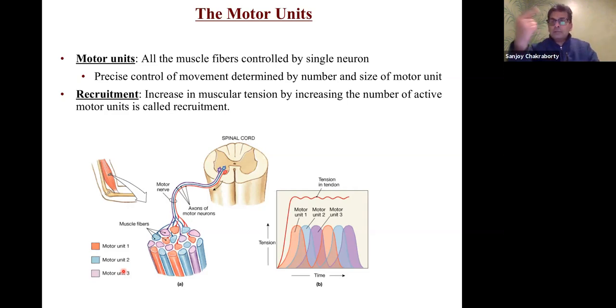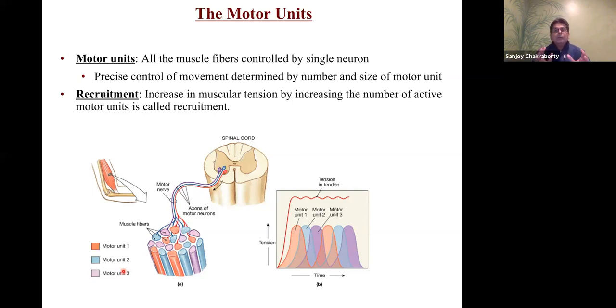So in eye muscle, for example, we have many more motor units. Just as a completely rough idea, let's say 100 neurons are controlling eye muscles, while 5 neurons control your calf muscle, because you don't need to be that precise. But here, you need to be precise. So when you need to be precise, we increase the number of motor units. So a motor unit is when a single neuron controls how many muscle cells or muscle fibers.